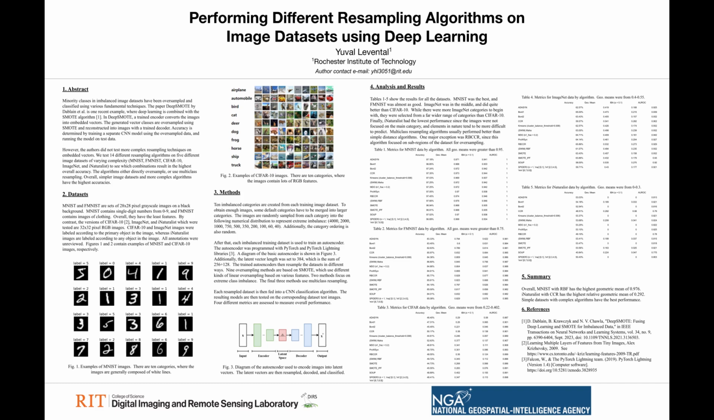Multi-class resampling algorithms usually perform better than simple distance algorithms, like SMOTE. One major exception was RBO, since this algorithm focused on subregions of a dataset for oversampling. Overall, MNIST with RBF had the highest geometric mean of 0.976. iNaturalist with CCR has the highest geometric mean, only for the dataset, of 0.292. Overall, simple datasets with complex multi-class algorithms have the best performance.